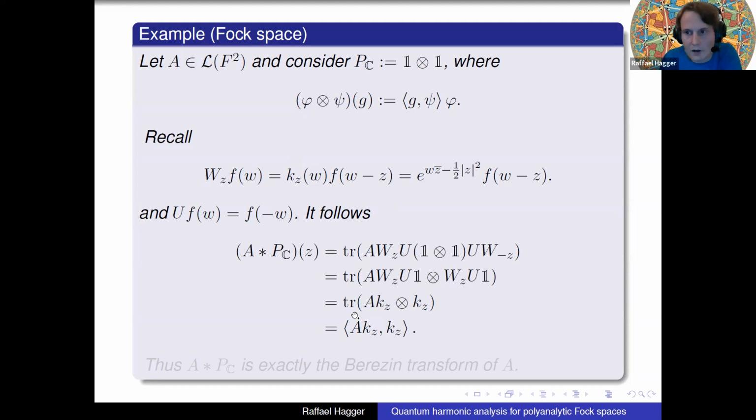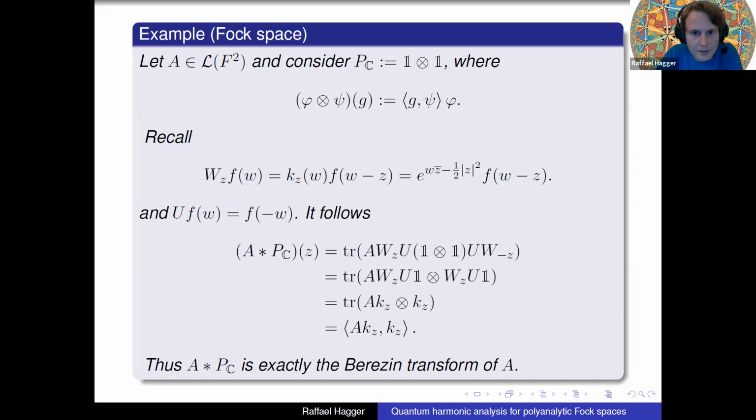And now the trace of a rank 1 operator is just the inner product. So you get exactly this. And this is the thing you all know, right? That's the Berezin transform. So this tells you, if we take an arbitrary bounded linear operator A and convolve it with this projection, then we get the Berezin transform of A. That already tells you this convolution is useful, because we can get one of the most important things in operator theory, or in the theory of Toeplitz operators, the Berezin transform, this way.